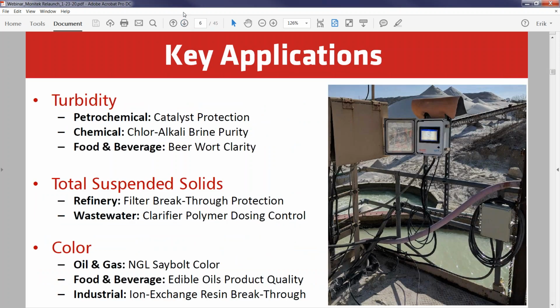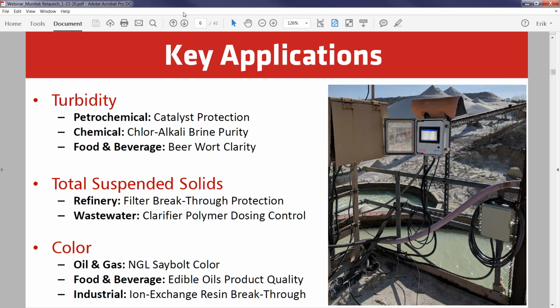Here's some key applications that we've had some very good success with in the past, and Steve will talk more about this as well. So from a turbidity point of view, we take a look at the petrochemical industry, catalyst protection, making sure that you're not getting any particulate and/or carryover of things that you don't want to come into that actual catalyst. Chlor-alkali, you can look at chlor-alkali brine purity. Food and beverage, we look at beer wort clarity.